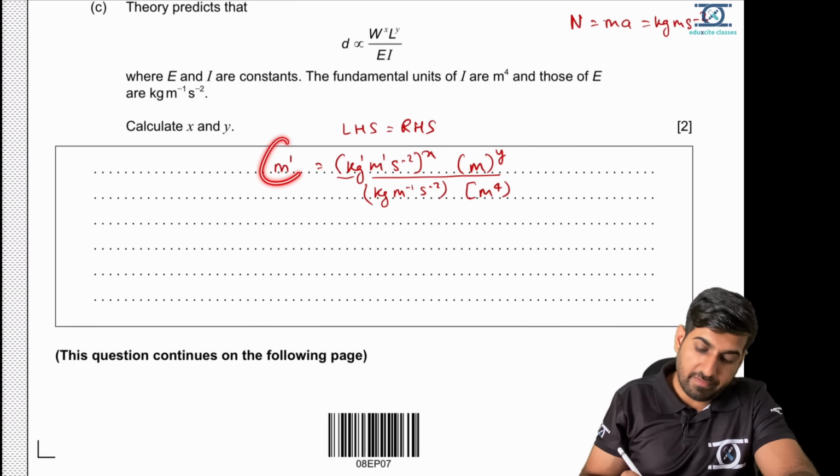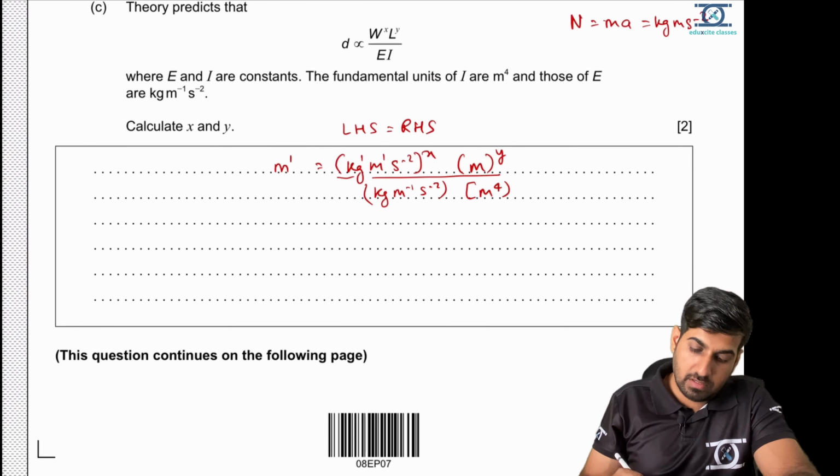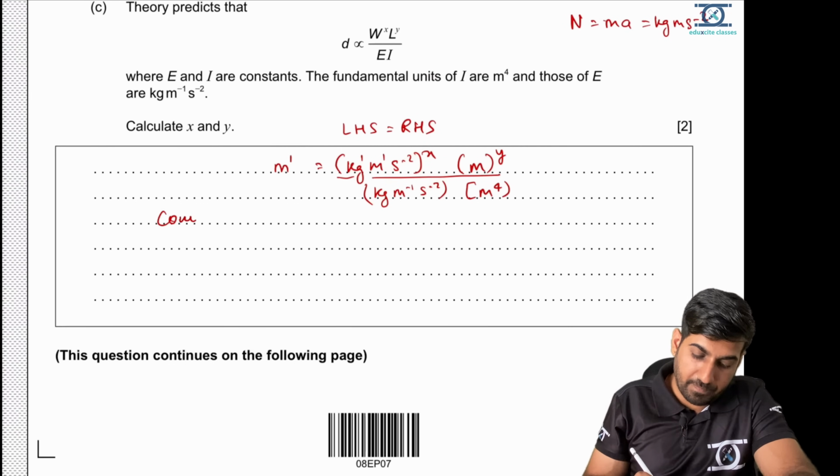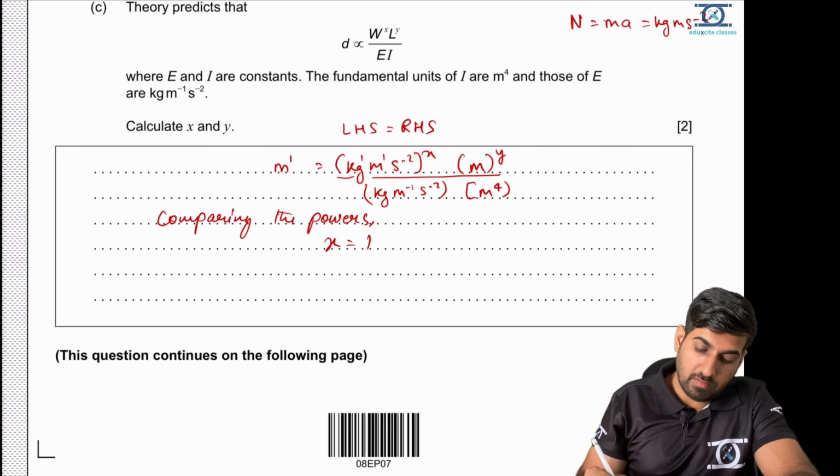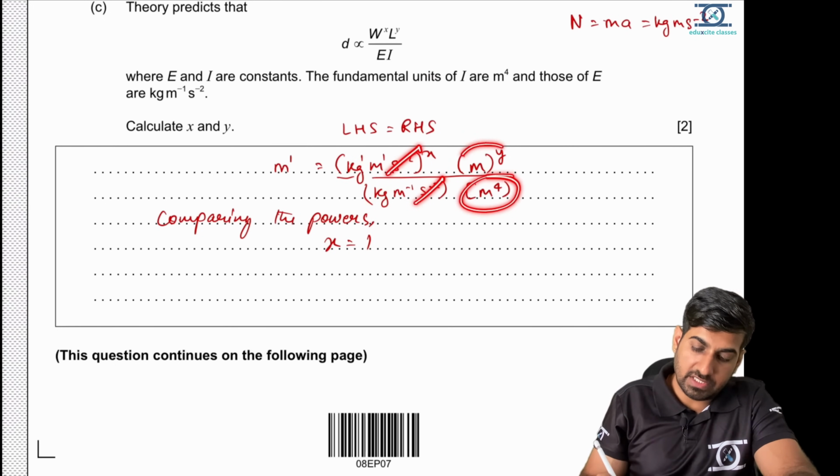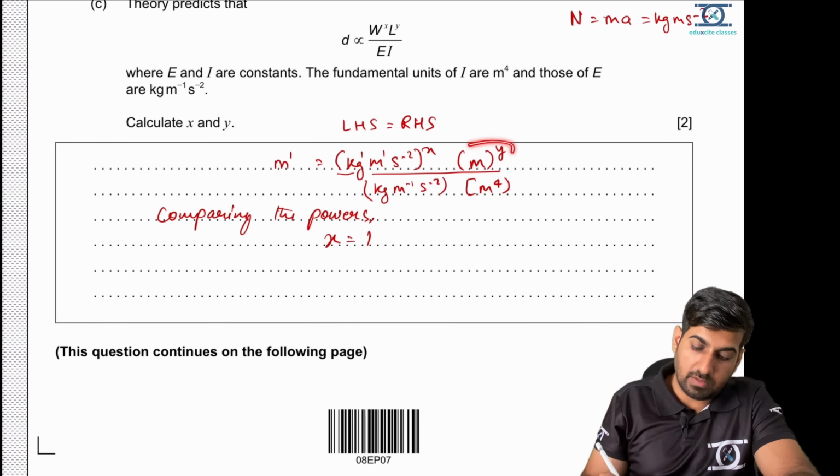Now if you see on the left hand side, the kg is not there, second is not there, right? So probably this will be only possible if this kg and this kg get cancelled, and s^-2 and s^-2 get cancelled. It means x has to be 1. So comparing the powers, we got x equals 1, because kg will get cancelled with kg, s^-2 with s^-2, because there is no kg and second on the other part of the equation, right? So this and this get cancelled, only and only when x is equal to 1.